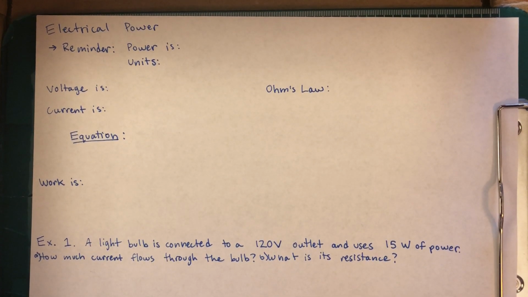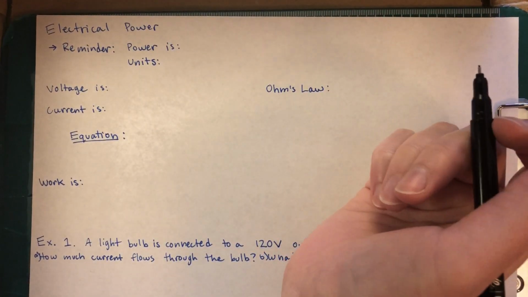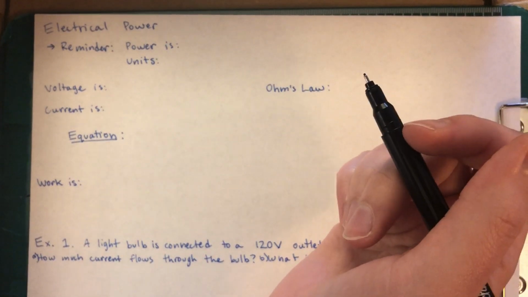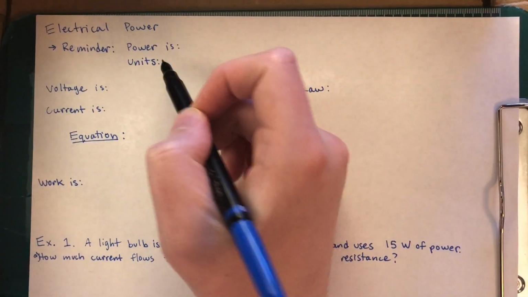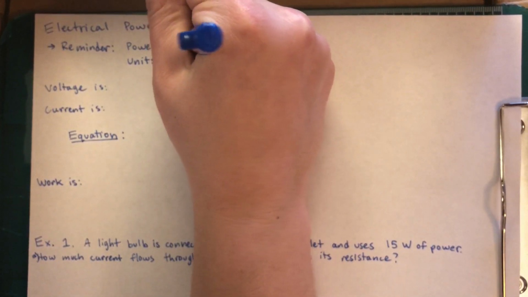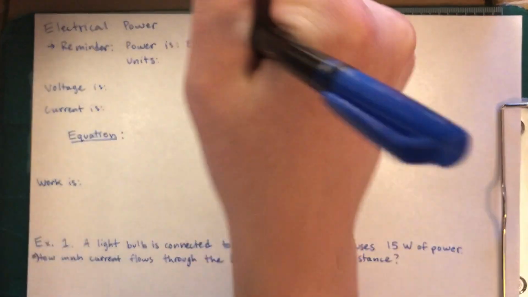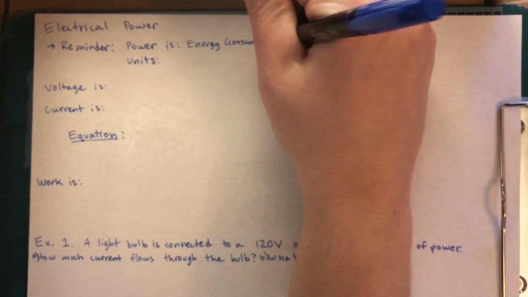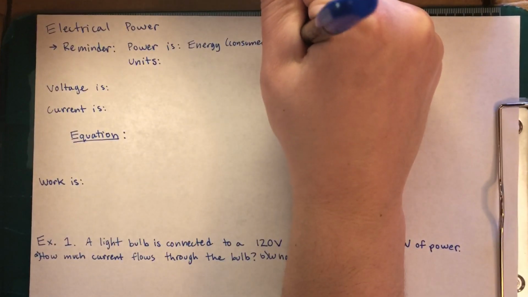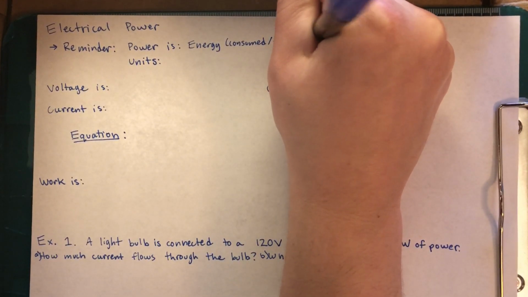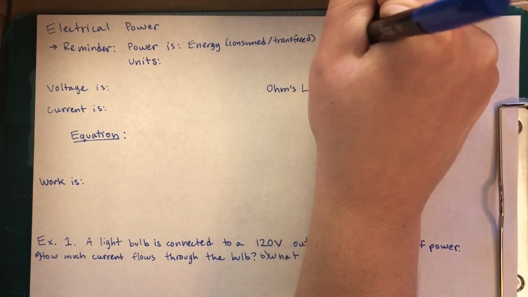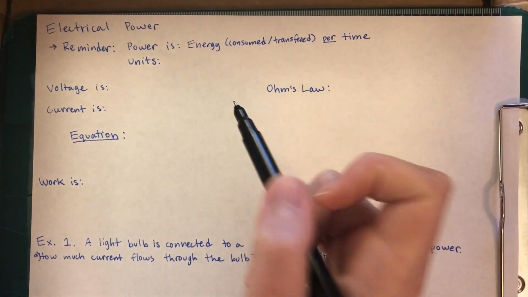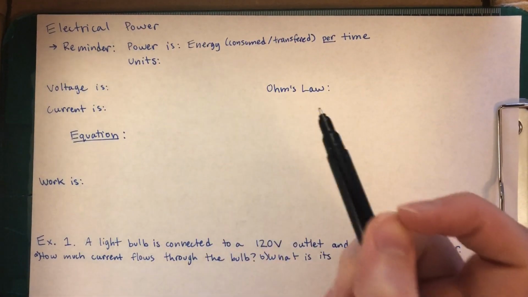All right, electrical power. So we already learned about power before in terms of mechanics, and it's really the same concept, but here we're just applying it to electrical circuits. So power is energy consumed or transferred per time. So we know that energy can't really be created or destroyed, but it can change form, it can transfer from one thing to another.